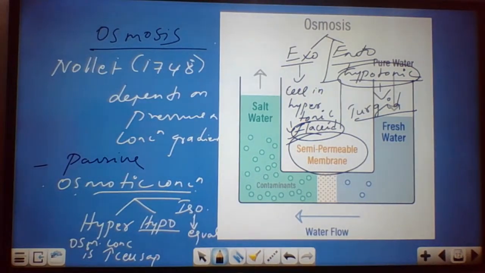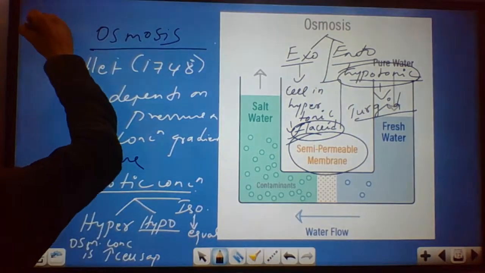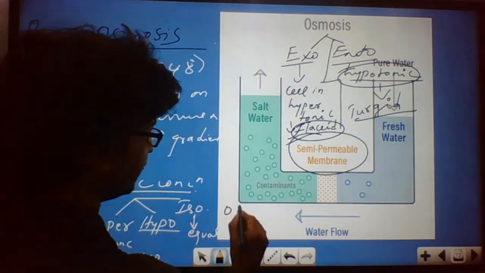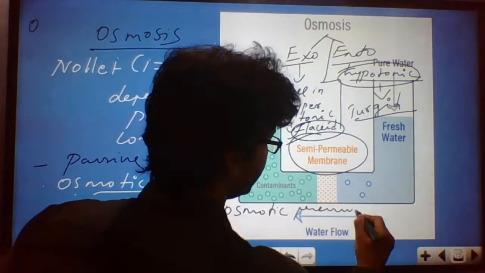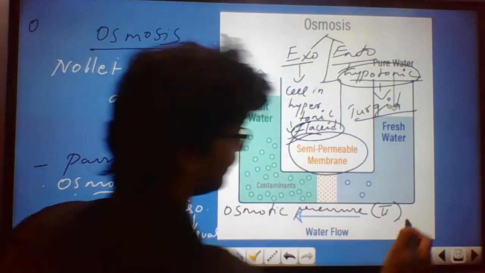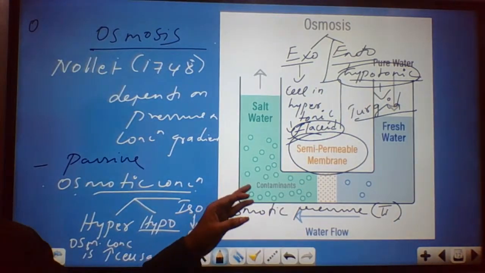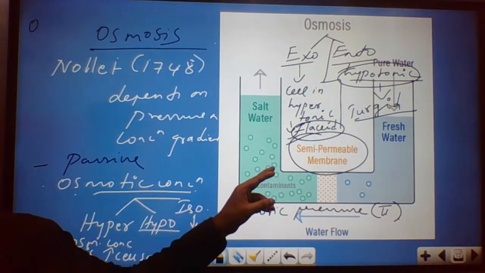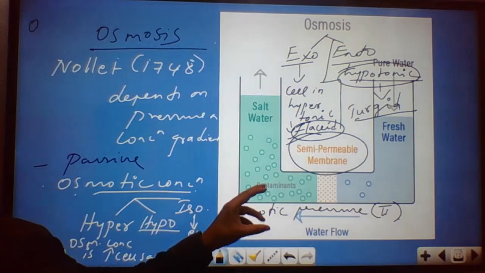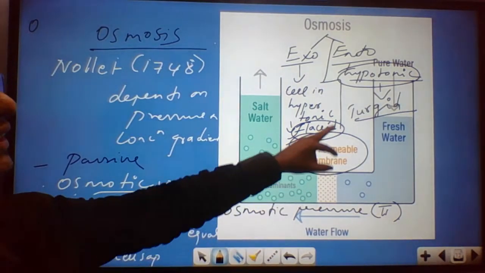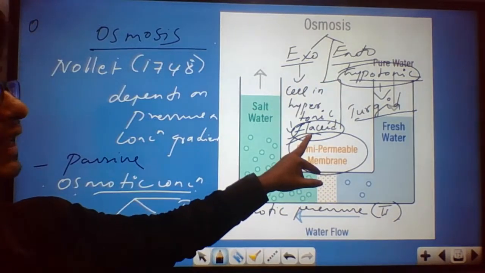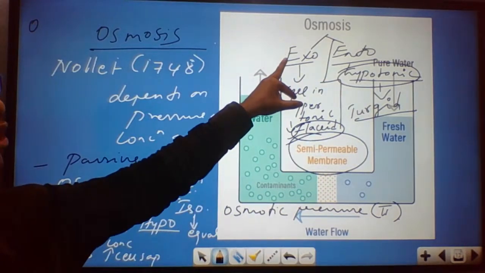Coming to osmotic pressure. I write it here, osmotic pressure. Osmotic pressure can be denoted by the symbol pi. So what is actually osmotic pressure? It is the actual pressure. The cell is turgid in endoosmosis, and flaccid in the case of exoosmosis.